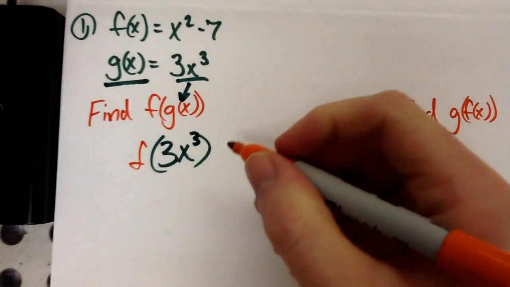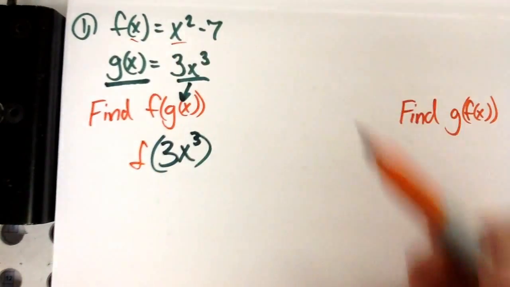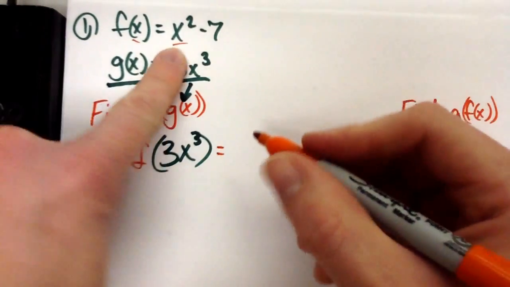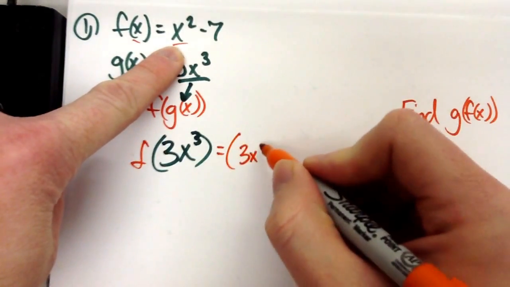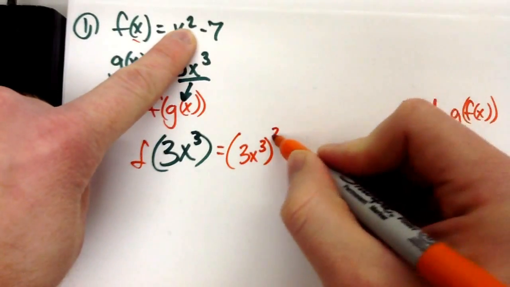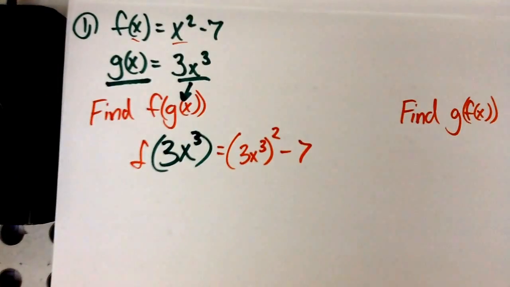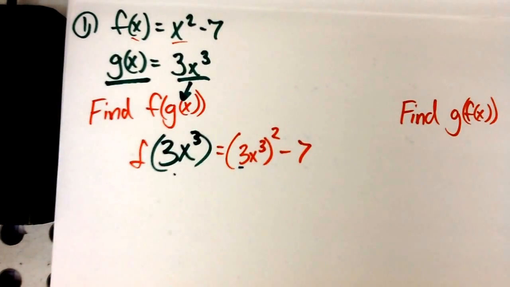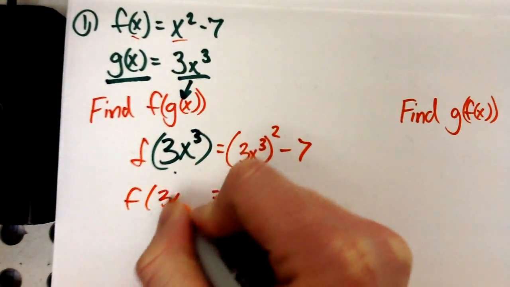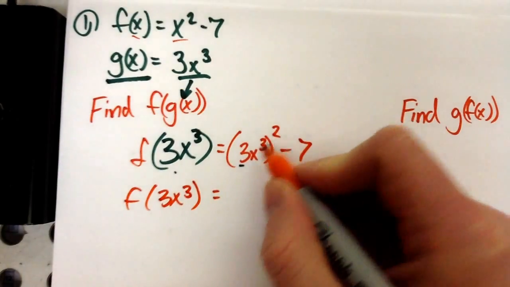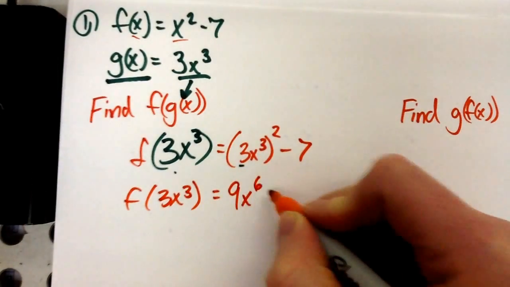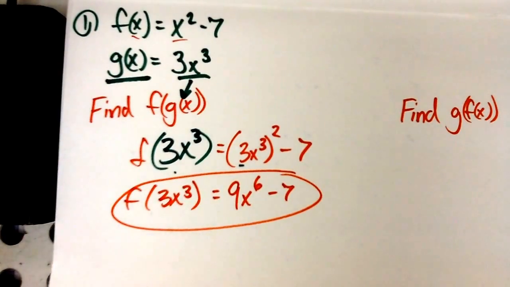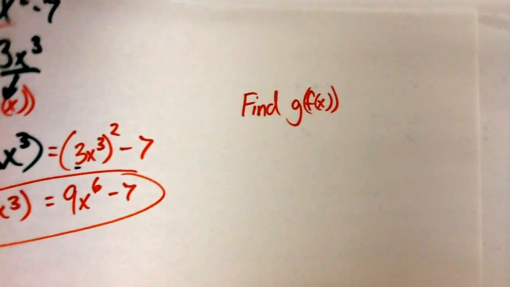Well, I knew that f of x was x squared minus 7, so that means instead of x, I have a 3x cubed. That gets squared, and then we subtract 7 from it. So whatever was in parentheses here goes in parentheses over there. All right, so f of 3x cubed, well, we got to square this stuff. So 9x to the 6th minus 7, and that's as far as we can take it. That's done. Okay.